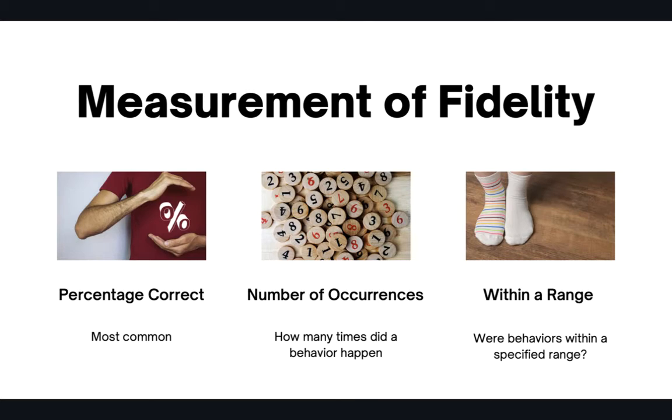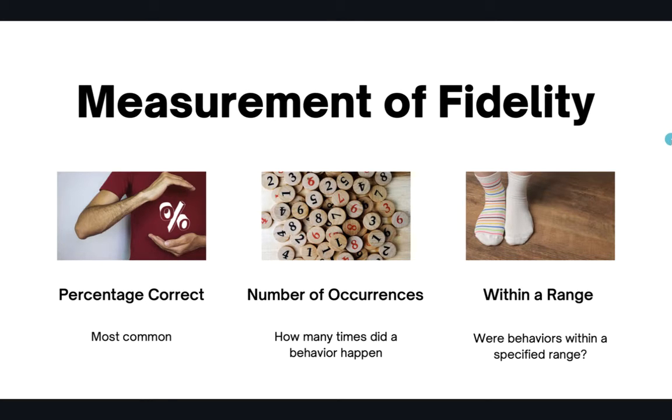So for example, in a CTD session, it makes a lot of sense to report that the implementer conducted 95% of steps correctly and that most of the errors were in reinforcement provision. That provides us with lots of information about how well the study was conducted.